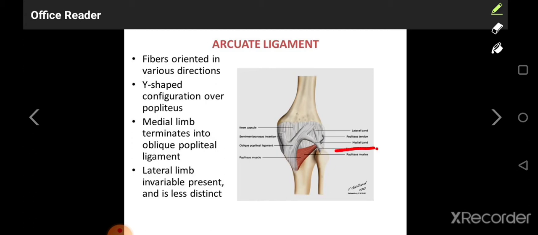This is the arcuate ligament. It has the Y-shaped configuration, and the medial limb of this ligament terminates into the oblique popliteal ligament. This is the oblique popliteal ligament. Here is where the medial limb is terminating, and the lateral limb is variable and less distinct.